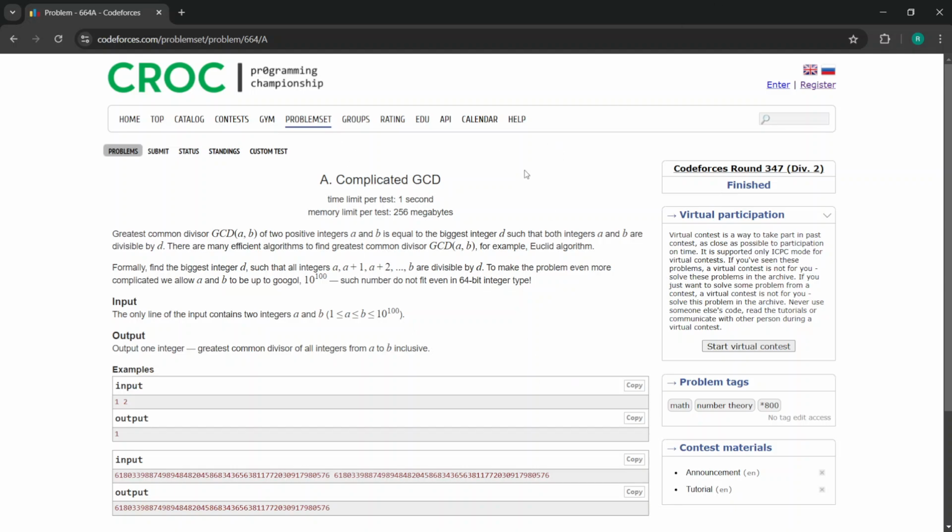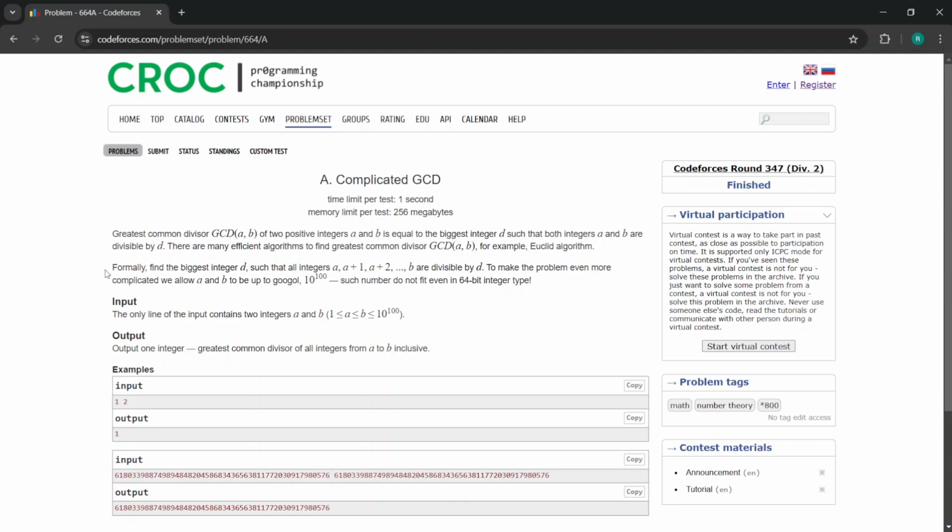Complicated GCD. The greatest common divisor, GCD(a, b), of two positive integers a and b is equal to the biggest integer d such that both integers a and b are divisible by d. There are many efficient algorithms to find the greatest common divisor, for example, the Euclid algorithm. That's what I was explaining in the previous video.